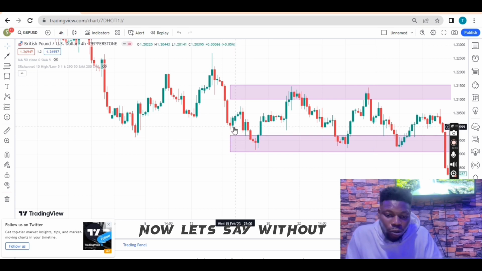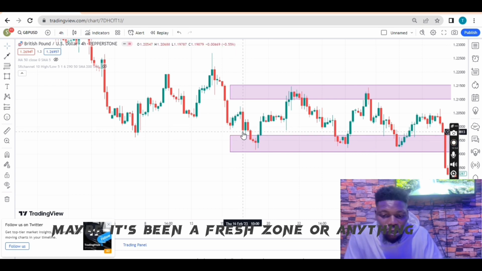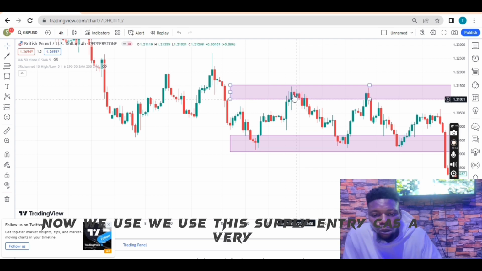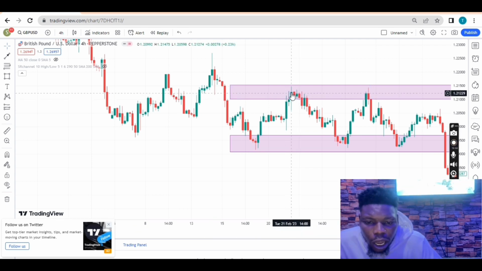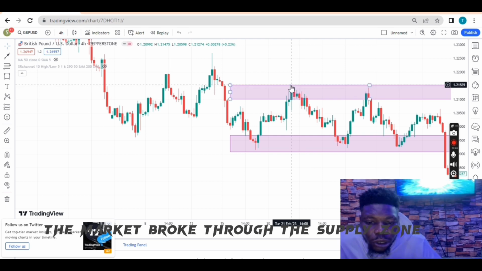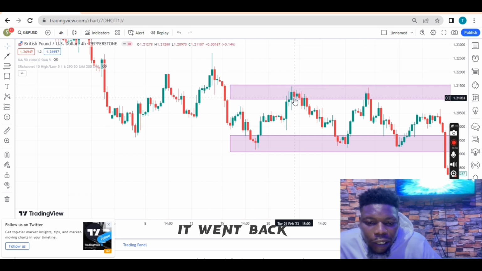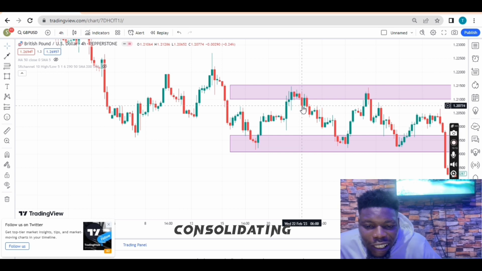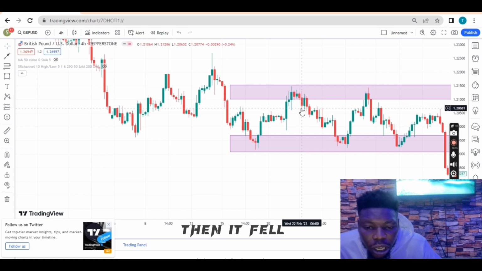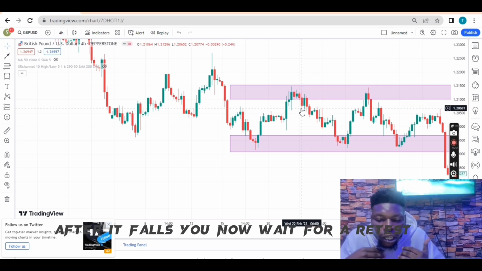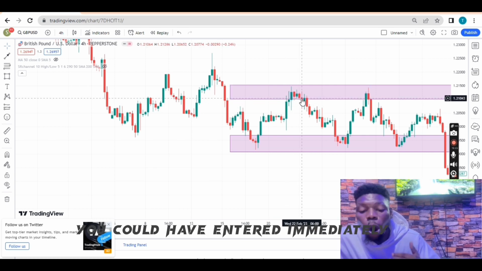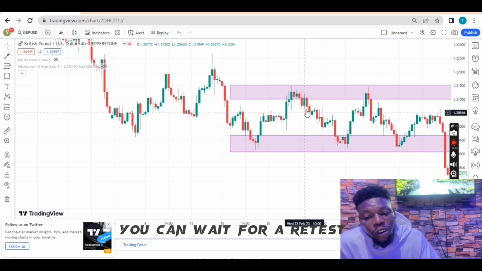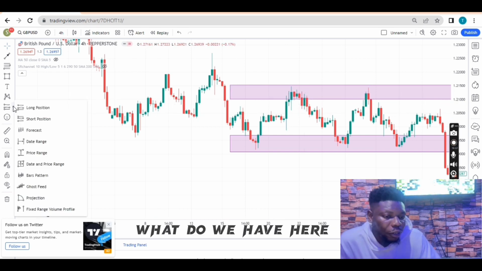Let's say, maybe, it's not a fresh zone or anything. Now we'll use this supply entry as a very, very good example. You see, the market broke through the supply zone, it went back, it was consolidating, then it fell. So after it falls, you now wait for a retest. Understand? Since it's a fresh zone, you could have entered immediately, or for more confirmation you can wait for a retest.